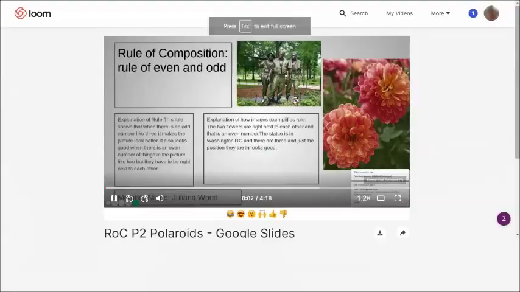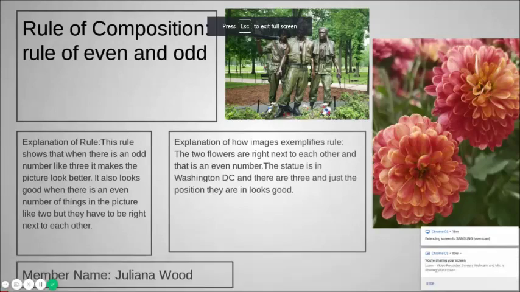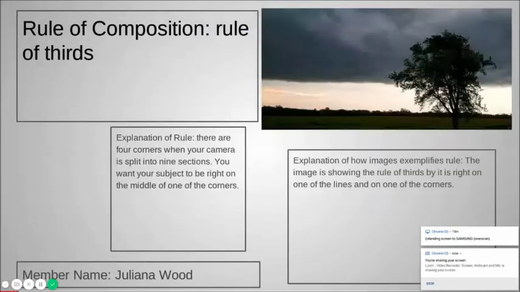The statue is in Washington, D.C., and there are three, and just the position they are in looks good. I also had rule of thirds, where there are four corners when your camera is split into nine sections, and you want your subject to be right on one of the corners. This image shows the rule of thirds because it is right on one of the lines and on one of the corners.